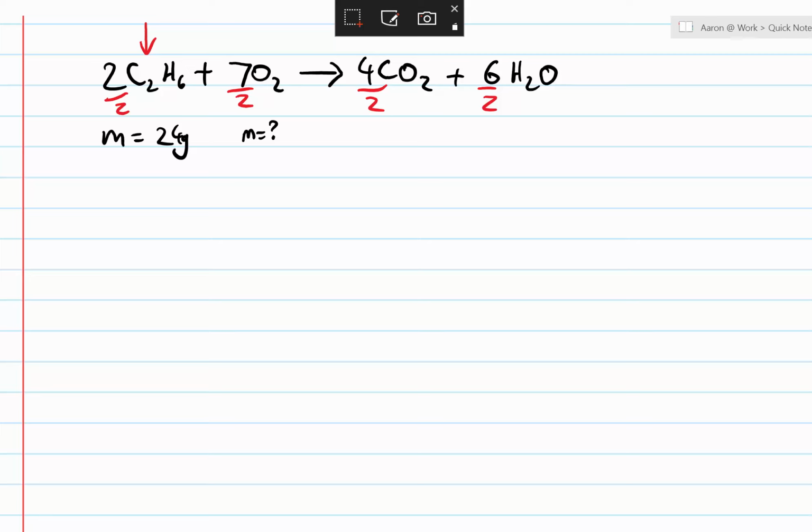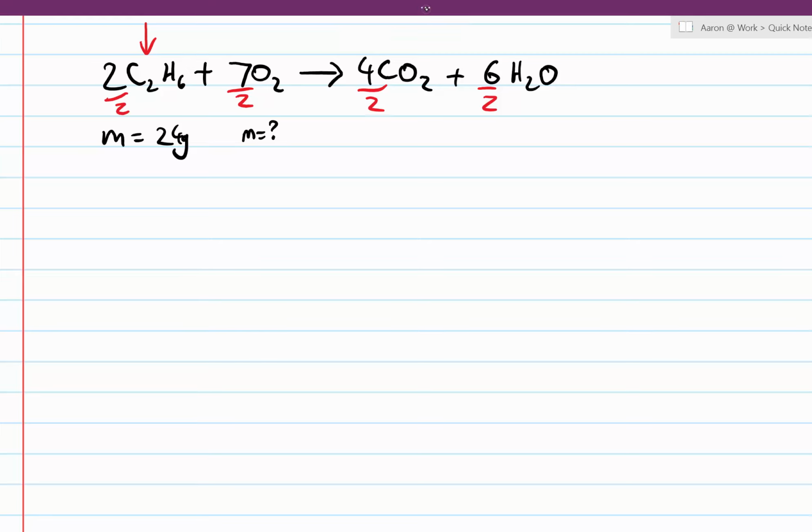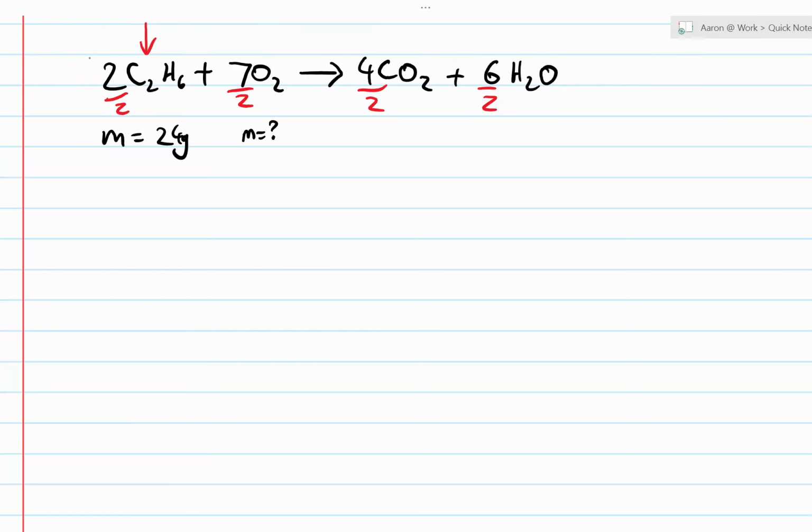Let's go back to black, there. So first thing we want to do is find out our number of moles of ethane. So always m over M. We've got 24 grams, and C2 is 24, H6 is 30. So what's that? 4/5, so 0.8 of a mole.